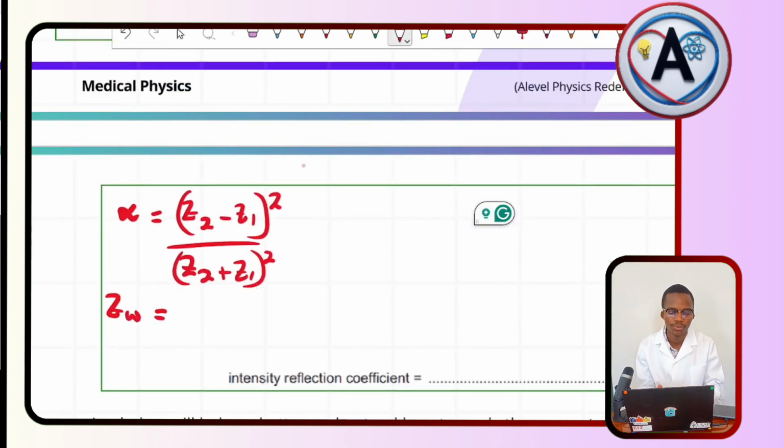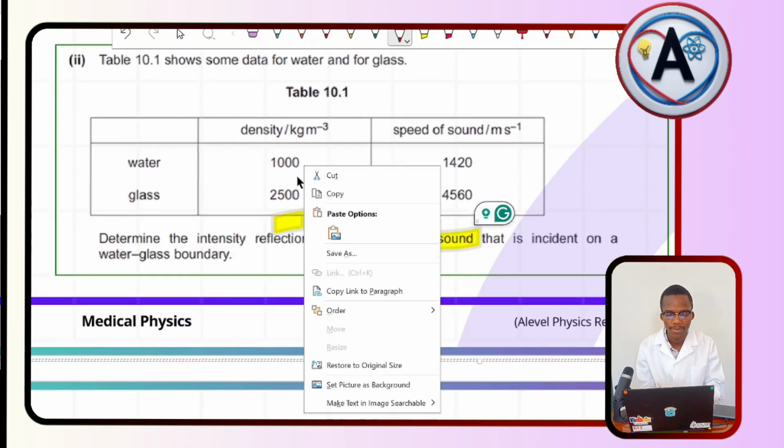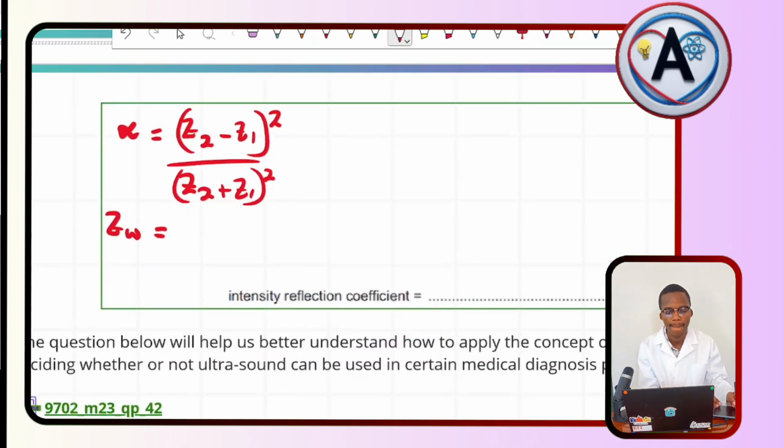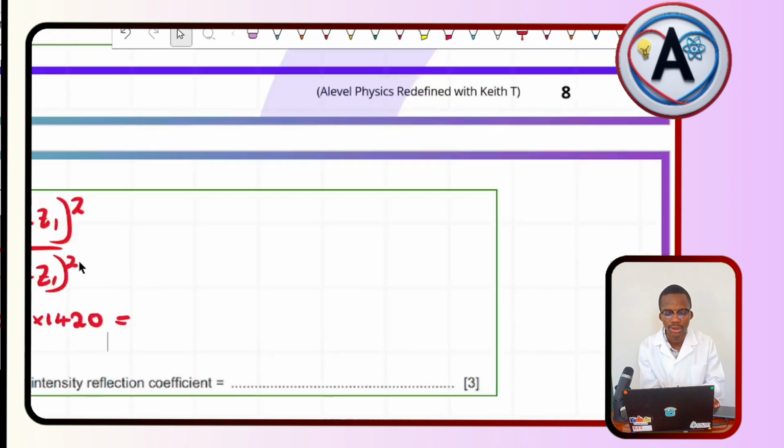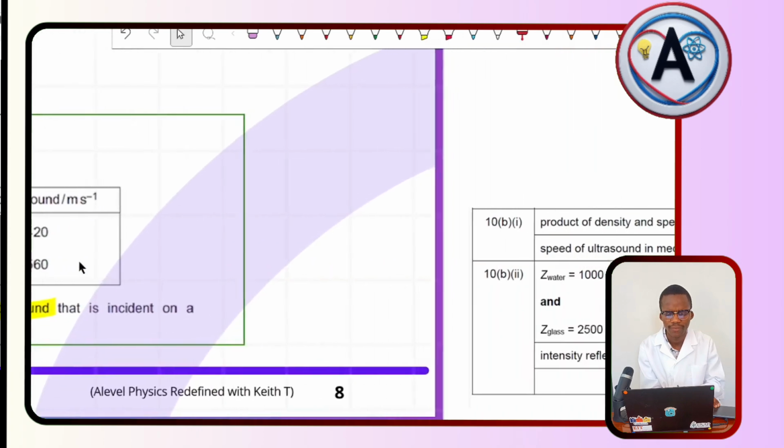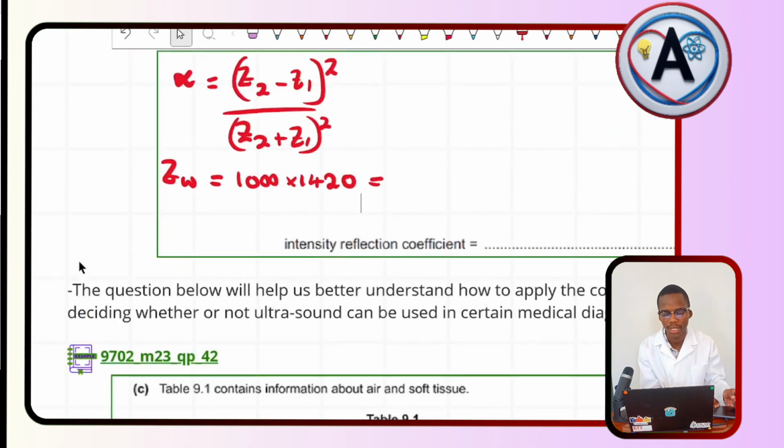Okay. So the Z for water is going to be equal to 1,000 times 1,420. And that's going to give you an answer of 1.42 times 10 to the power of 6.